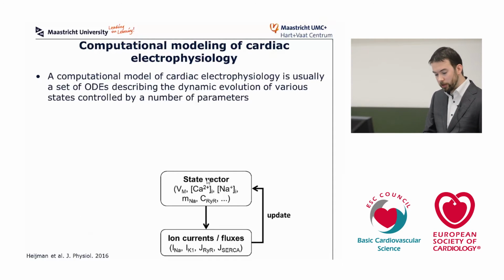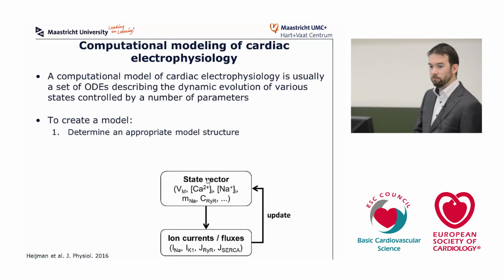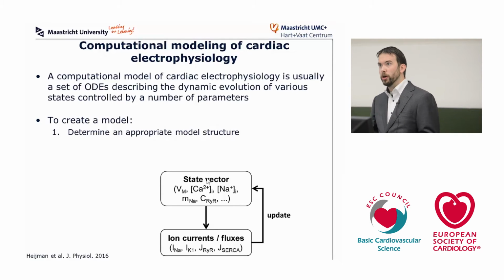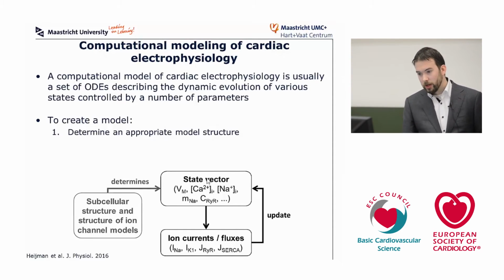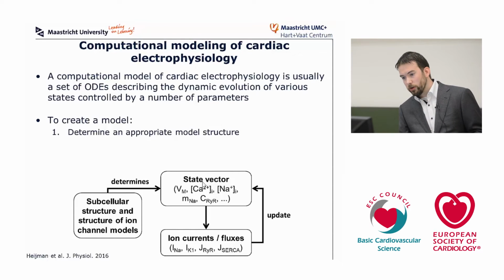So if I want to develop a model, I need to do three things. I need to determine an appropriate model structure. Which are the ion currents that I'm interested in? Which should be integrated? What is the structure of the cardiomyocyte that I'm looking into? And these things will in the end determine which are the things that I will follow over time.